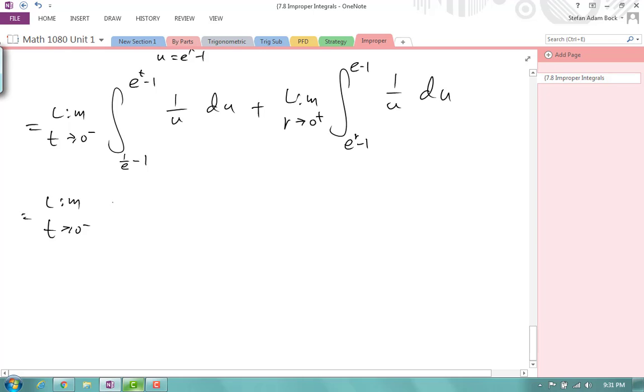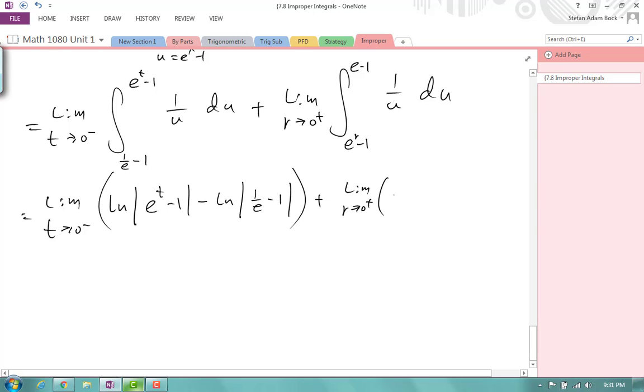I have the natural log of e to the t minus 1, minus natural log of 1 over e minus 1, plus the limit as r goes to 0 plus of the natural log of e minus 1 minus the natural log of e to the r minus 1.